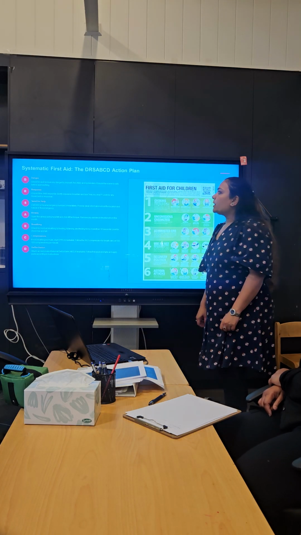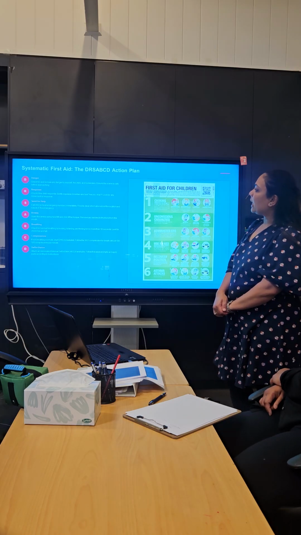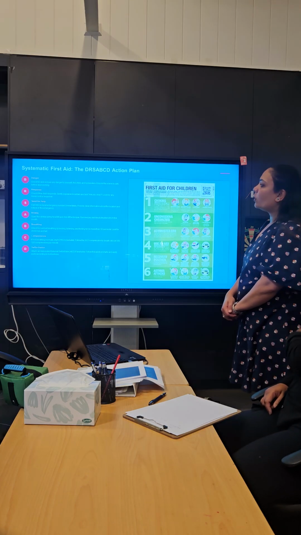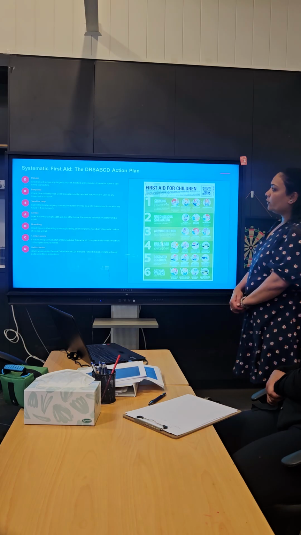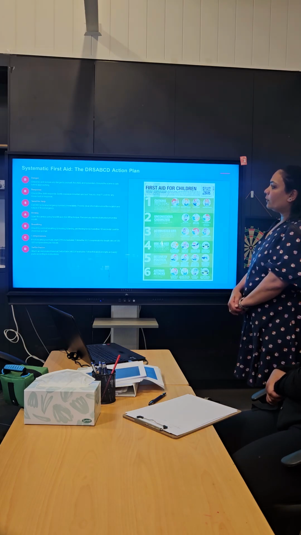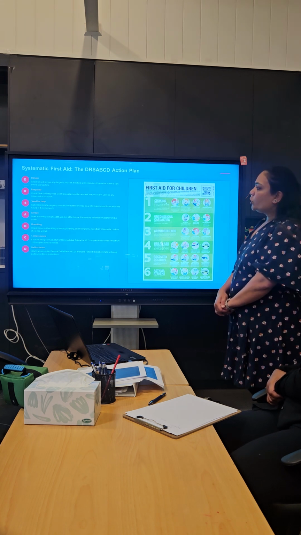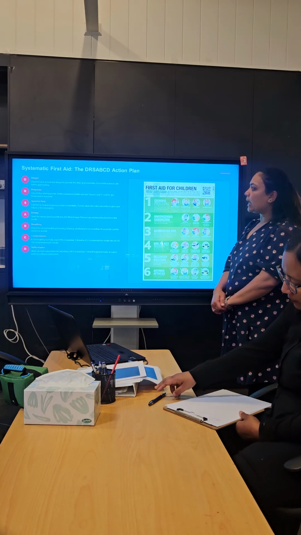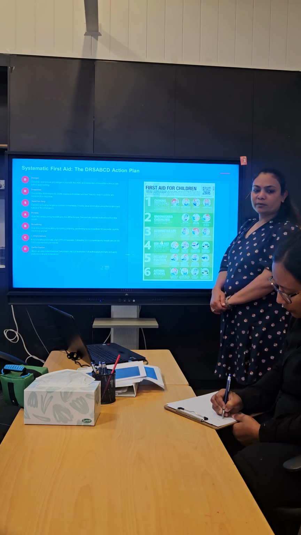Systematic first aid, the DRS ABCD action plan. D is for check for and remove any danger to yourself, the child and the bystanders. Ensure the scene is safe before approaching. Response: check if the child responds. Gently tap their shoulders and ask, are you okay? Look for any movement or any response.